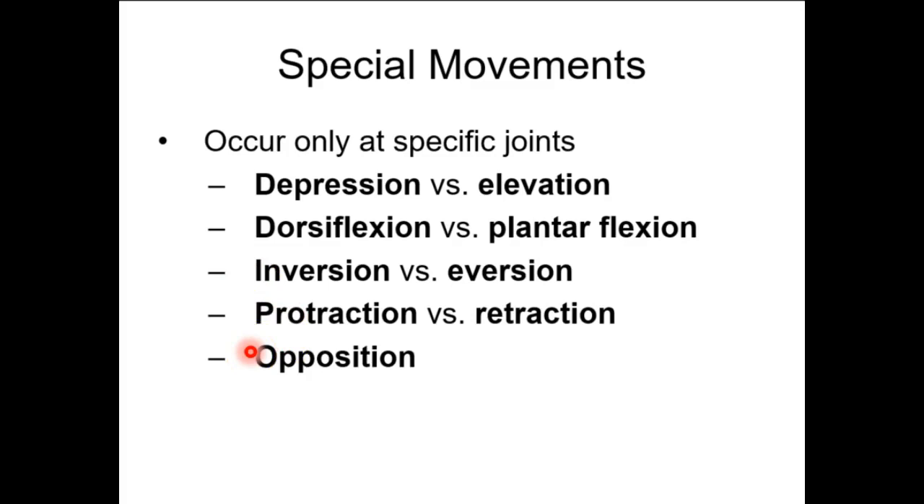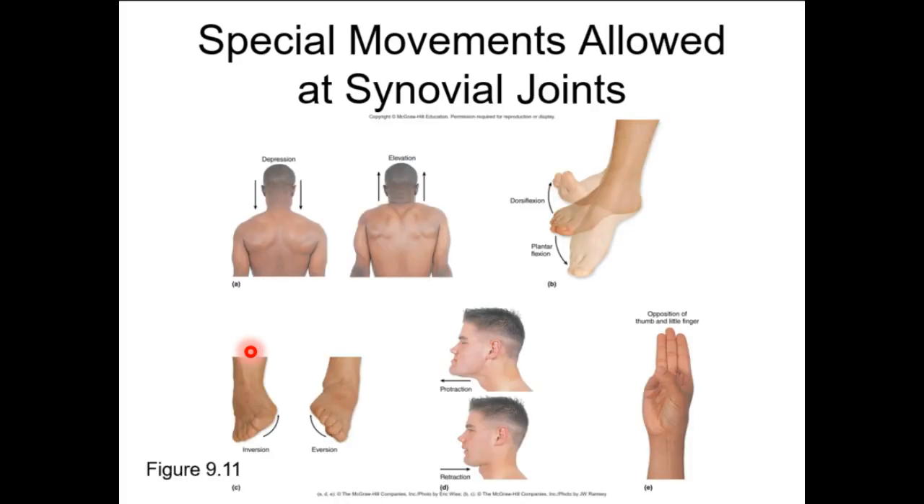Protraction and retraction, this is another thing your jaw can do. You can protract and retract your jaw. Opposition is unique. Opposable thumbs. You've heard of the phrase opposable thumbs. Humans have opposable thumbs. That makes us relatively special. This is opposition, and it's just with thumbs.